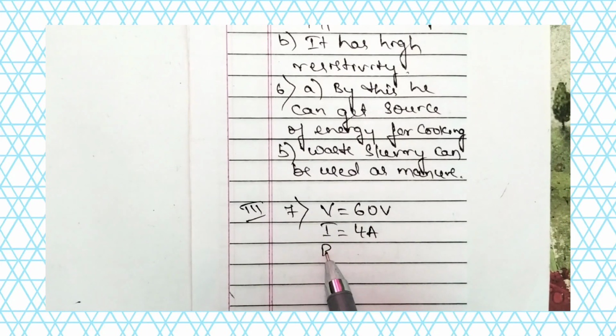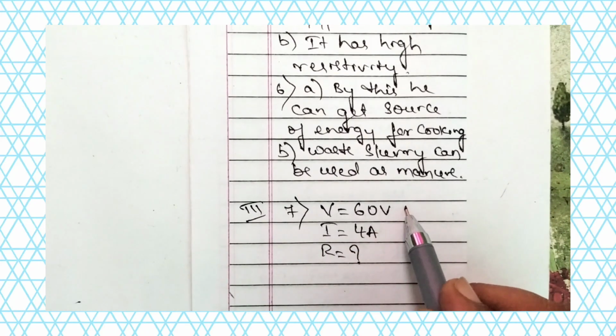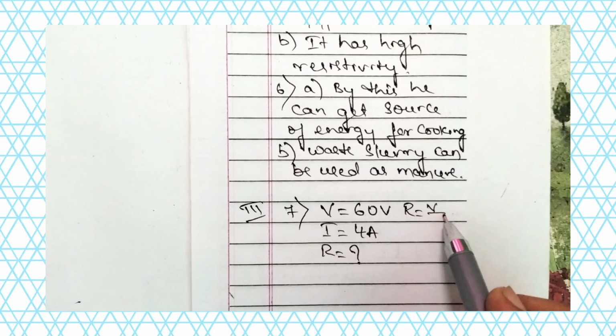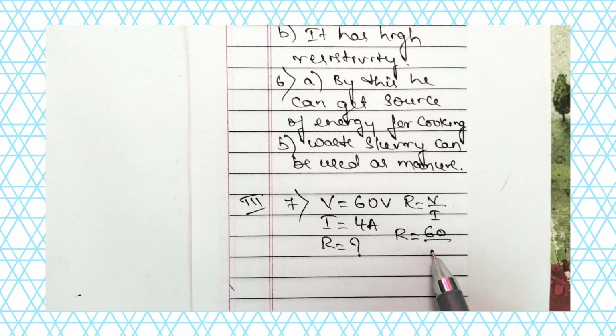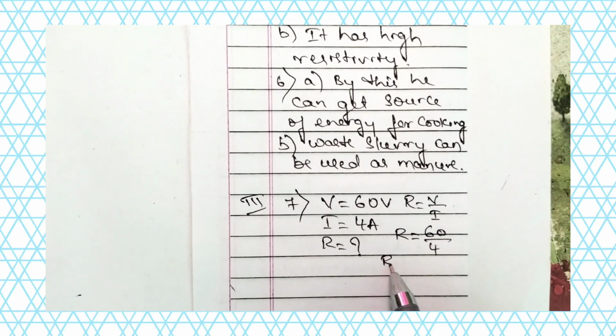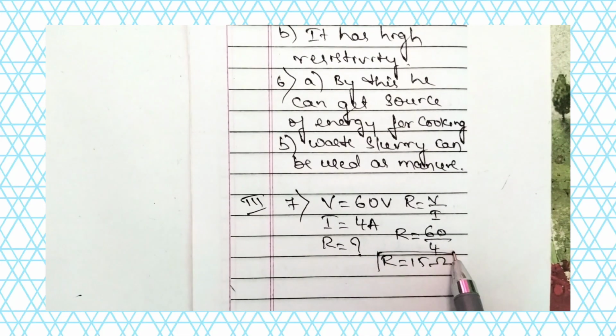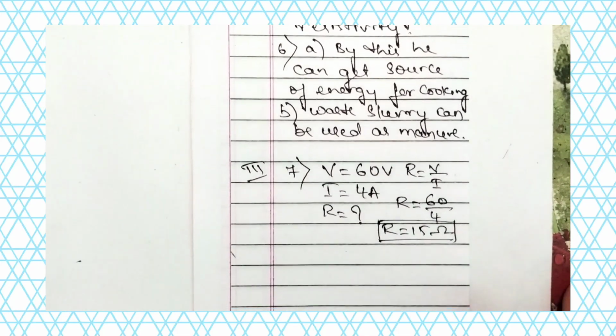First let us write V is equal to 60 volts, I is equal to 4 ampere. Now let us calculate the resistance first. According to Ohm's law, R is equal to V by I. R is equal to, what is V? 60 divided by I. I is how much? 4. So resistance is equal to 4 fifteens are 60. So resistance is equal to 15 ohm.